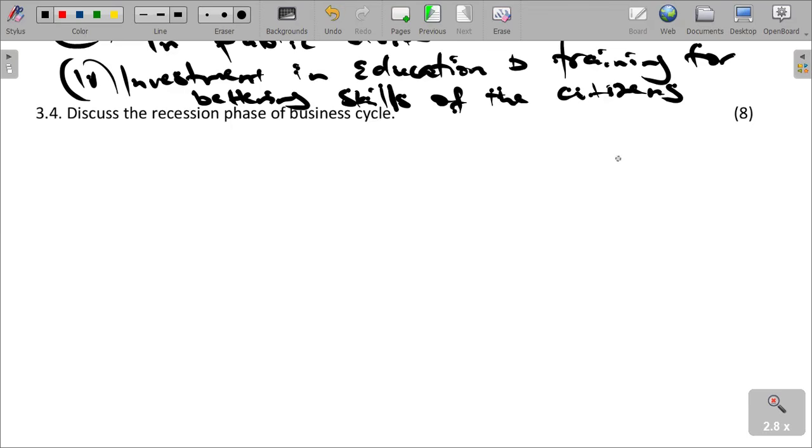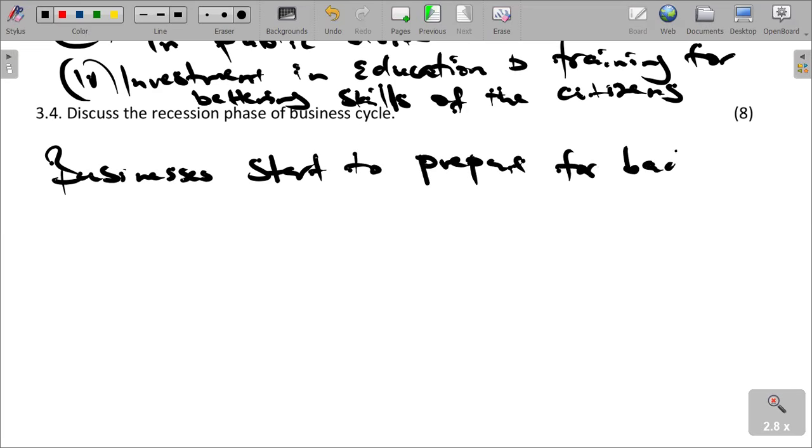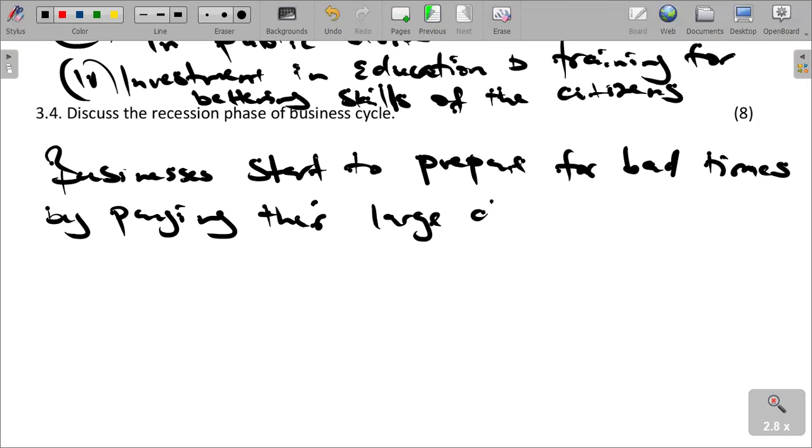We have businesses that start to prepare for bad times, in terms of recession, by trying to repay a large part of their debts. It's a challenge that the businesses have to do.